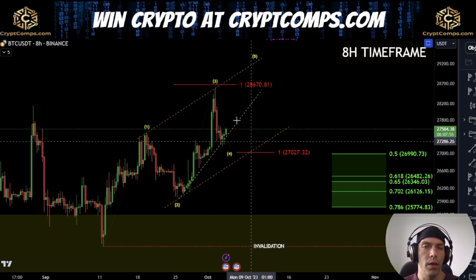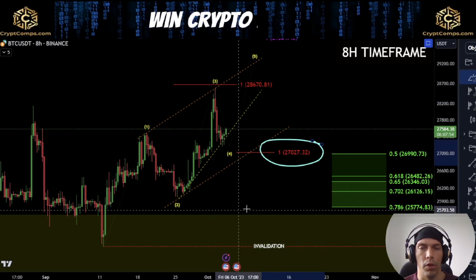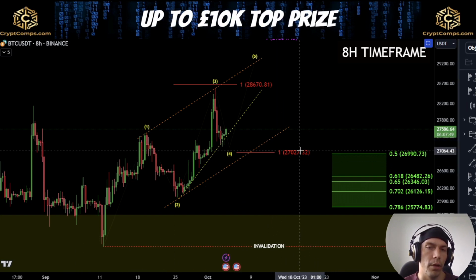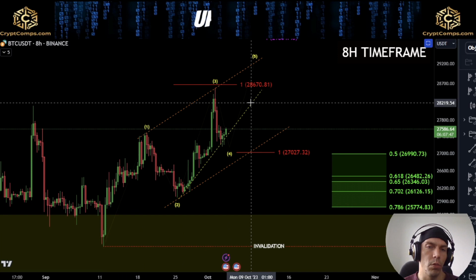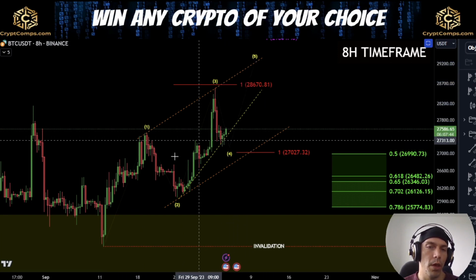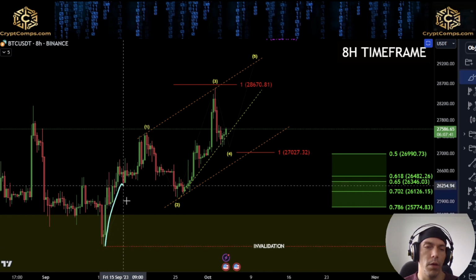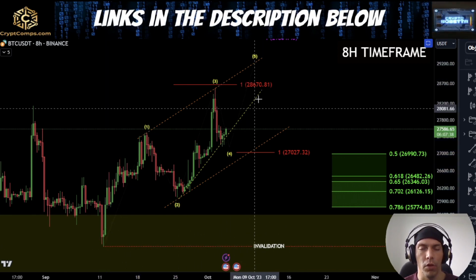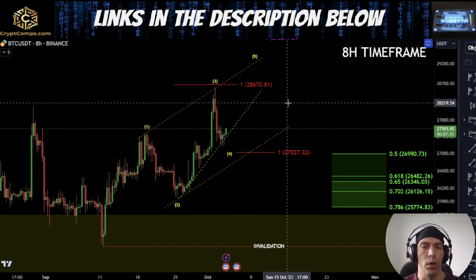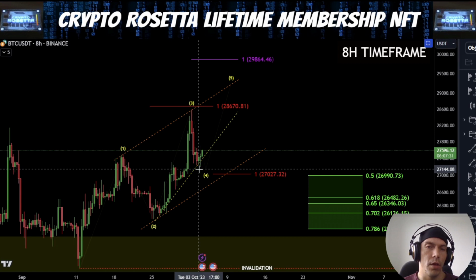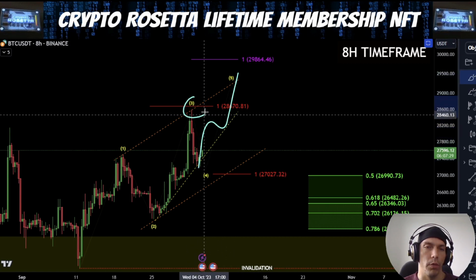Now the key thing here, like I said, is we can't cross 27,027. If we cross this level, this would invalidate the idea of the diagonal, and what we'd want to see in this case would be 1, 2, 3, 4, 5. Now we can also get this to play out in 3 waves, where this is ABC, ABC, and then ABC. So I'll be watching out for that idea as well, because it is still technically a valid idea here. But what I want to see here is basically another push up above this wave 3 high.